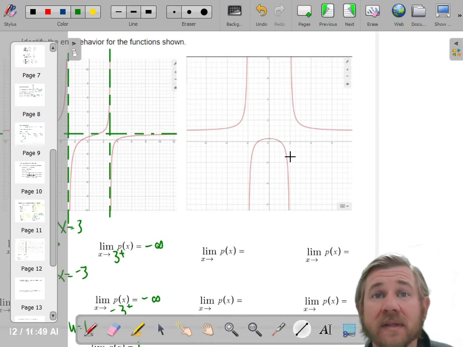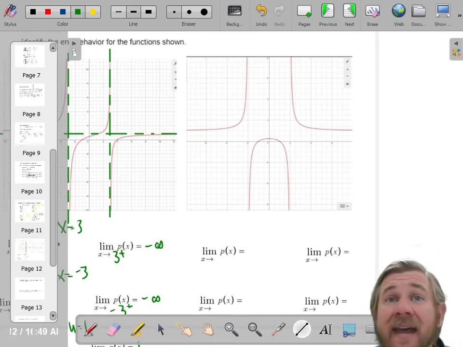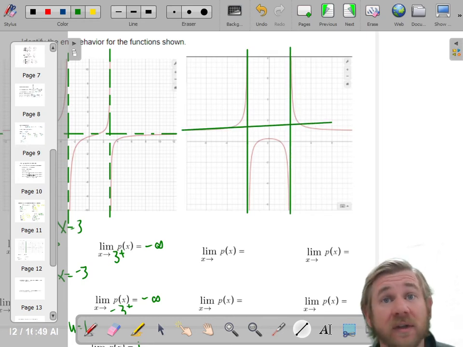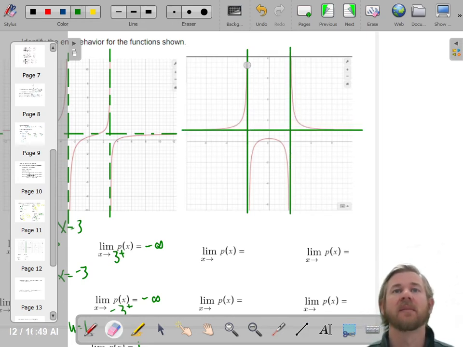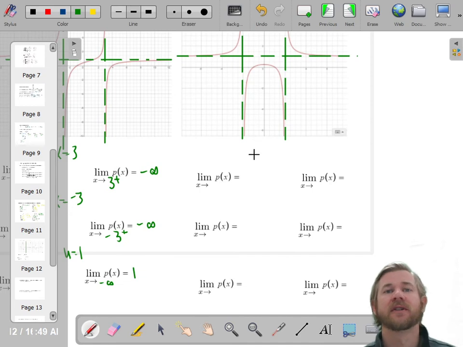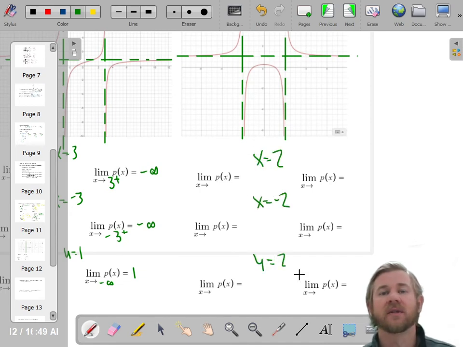Where are my asymptotes? That looks like it's at negative 2 and positive 2, and then the other one is also y equals 2. So there's a lot of 2's in this problem. All right, so we'll say x equals 2, x equals negative 2, and y equals 2. So we're going to have 2 of them for each.